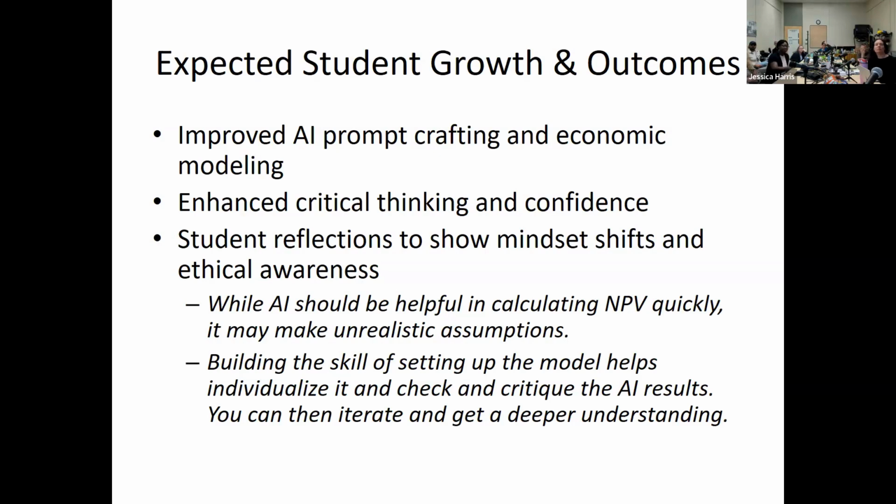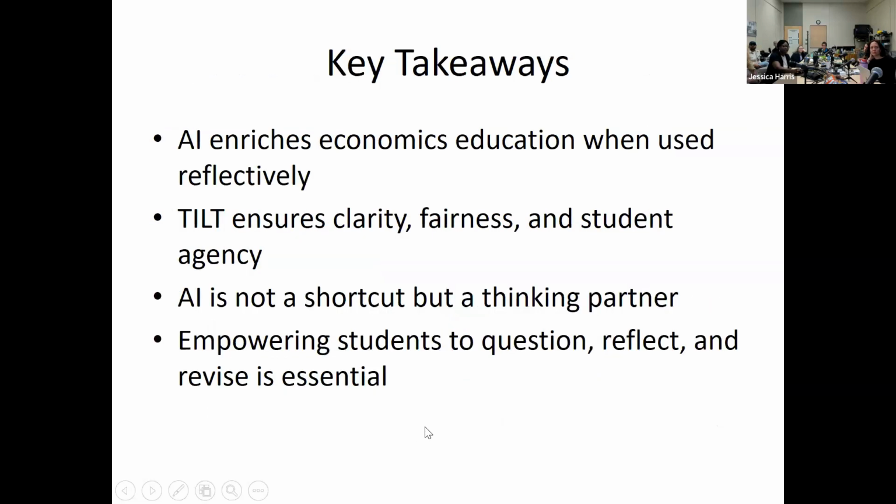So while AI will be helpful in calculating NPV quickly, it may make unrealistic assumptions about your persona. So building the skill of actually setting up your economic model, meaning that you choose your own discount value based on your personal situation, and choose the kind of schools you would attend, so that you will know what cost it would have. If you choose an Ivy League versus an average school, then the cost is going to be different. Being able to set that up will help you check and critique the AI results. Then you can iterate and get a deeper understanding.